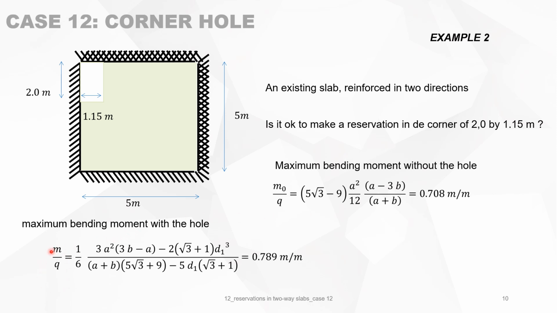The maximum bending moment with the hole, from the formula of previous slides, we divide M by Q. We got this formula, and we have 0.789 meters per meter. This means that the bearing capacity is 90%. Or by making a hole like that in the corner, we lose 10% of the bearing capacity of this slab.